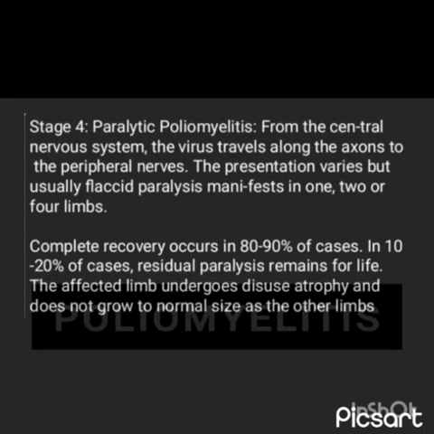Stage 4, paralytic poliomyelitis. From the central nervous system, the virus travels along the axons to the peripheral nerves. The presentation varies, but usually flaccid paralysis manifests in 1, 2 or 4 limbs. Complete recovery occurs in 80 to 90% of cases. In 10 to 20% of cases, residual paralysis remains for life. The affected limb undergoes disuse, atrophy and does not grow to normal size as the other limbs.